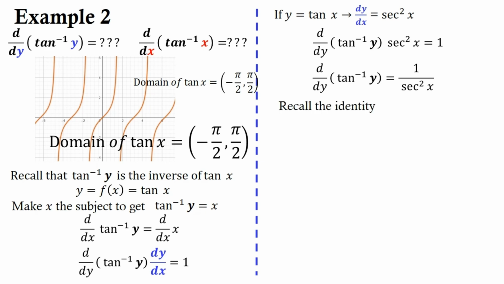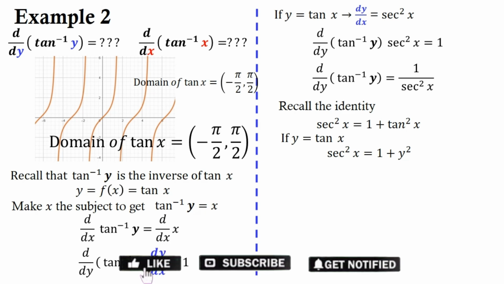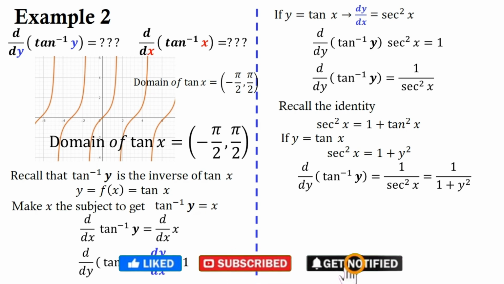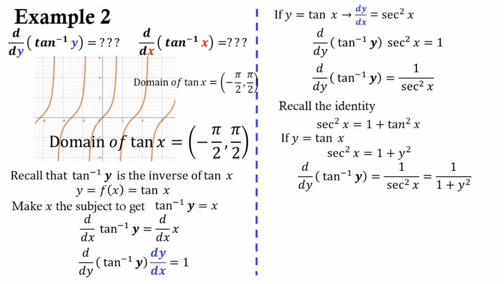But remember this identity, which says that sec square of x is equal to 1 plus tan square of x. Do you remember that in trigonometry? Yes, I think there was something like that in first semester. So we are going to use this identity. If y is equal to tan x, then sec square of x is equal to 1 plus y squared. So instead of writing sec square of x, we write 1 plus y squared. This takes us to our final destination.